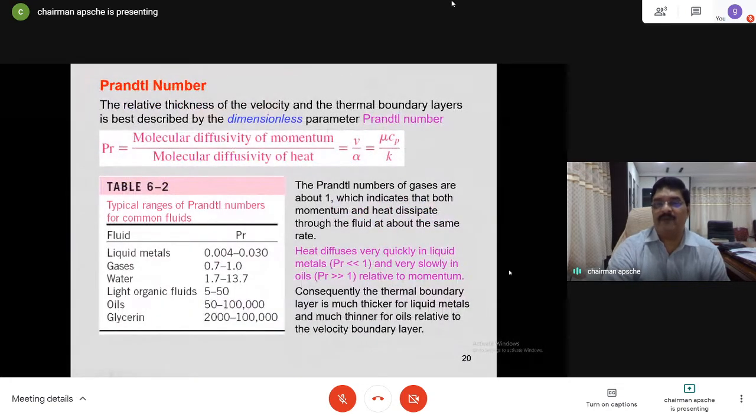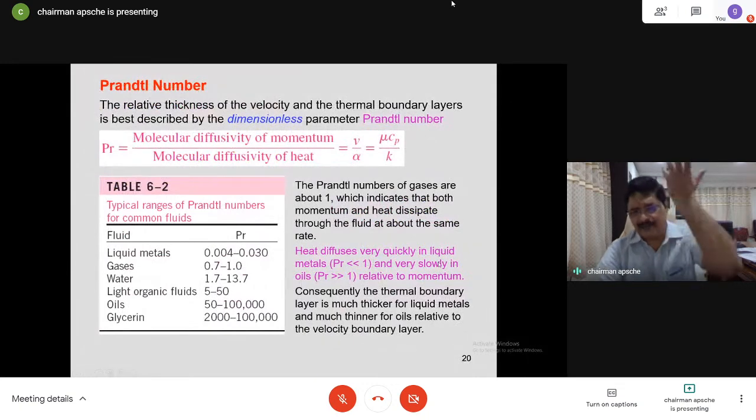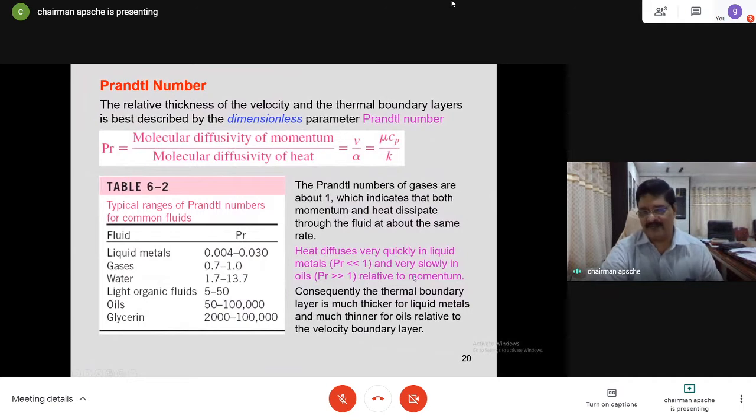Heat diffuses very quickly in liquid metals, where heat diffusion is very high, and very slowly in oils, where viscous effects are very high. So for all such viscous fluids, Prandtl number is greater than 1. For all liquid metals, Prandtl number is less than 1.